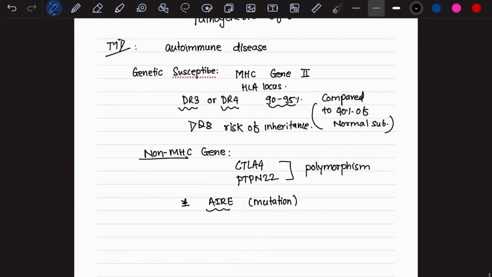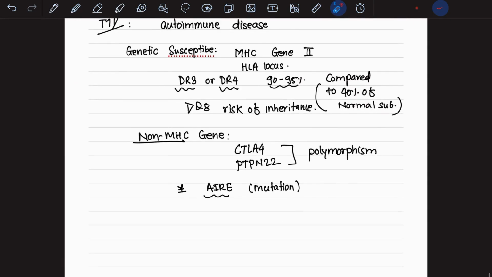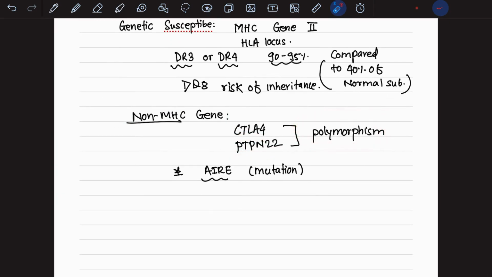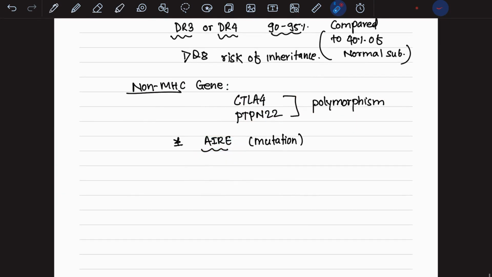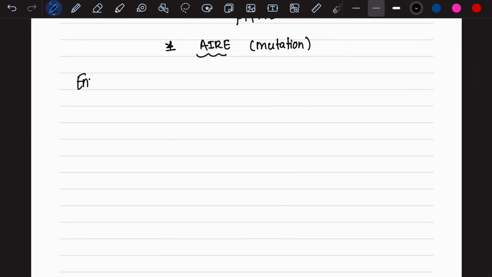So up to now we have been talking about type 1 diabetes pathogenesis, a combination of genetic susceptibility and environmental factors. We'll talk about that in a few seconds. The MHC genes involved are highly found: DR3 and DR4 in 90 to 95 percent, compared to 40% of normal subjects. Non-MHC genes CTLA4 and PTPN22 polymorphism are involved, and AIRE mutations. So let's talk about the environmental factor.